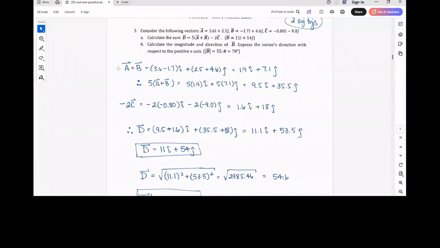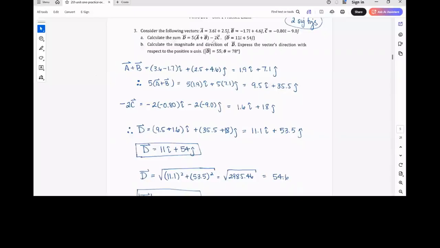So using the order of operations, I'm going to start with adding A and B together so that I can just take the X components, 3.6 and negative 1.7 to get my I hat component of 1.9. Do the same thing with your J hats, you get 7.1 J hat. So if I need to multiply that vector A plus B by the scalar 5, all I'm doing is individually scaling each one of those components up by a factor of 5. So 5 times 1.9 yields 9.5. 5 times 7.1 yields 35.5.